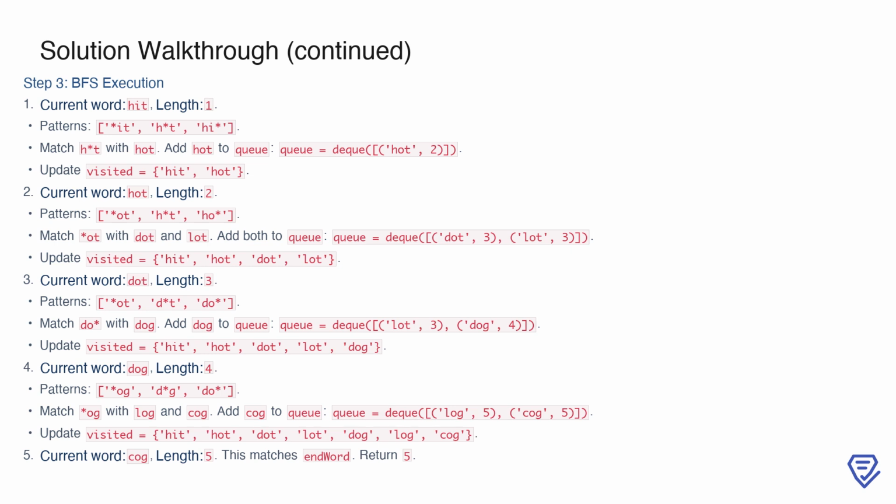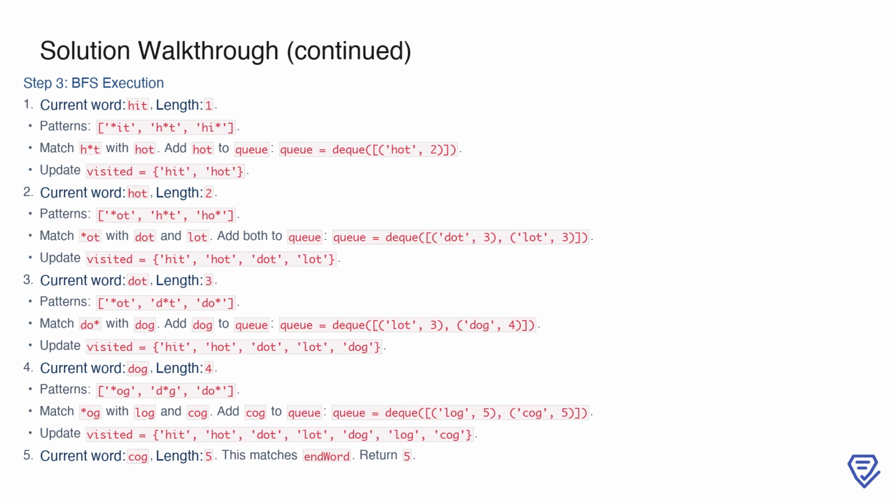From dog, with a length of 4, its patterns are *og, d*g, and do*. Matching *og, we find log and cog. Adding these to the queue results in log, 5, cog, 5.